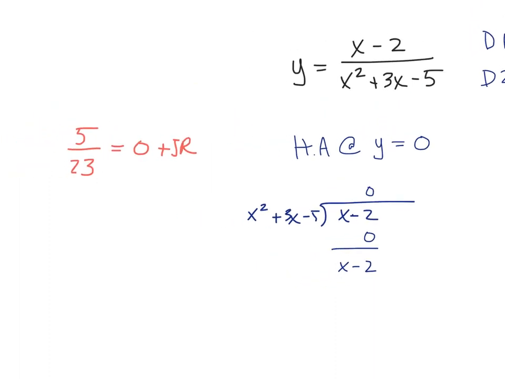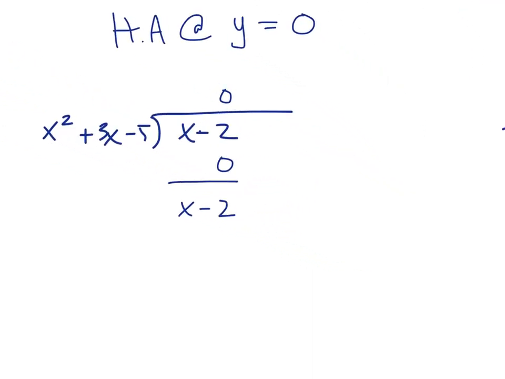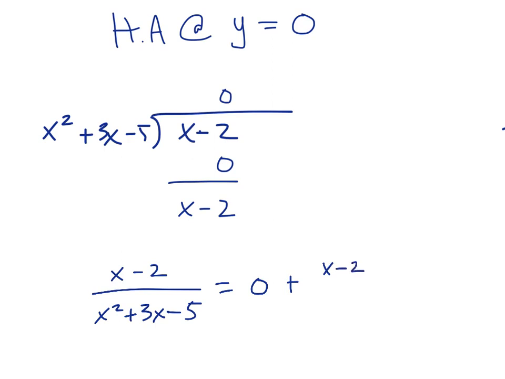So anyways, this tells us the quotient of our answer is 0, right? So if we write this out as a division statement, it would be x minus 2 over x squared plus 3x minus 5 equals, well, it's the quotient, which is 0, plus the remainder, which is x minus 2, over the divisor, I meant to say, x squared plus 3x minus 5, right?